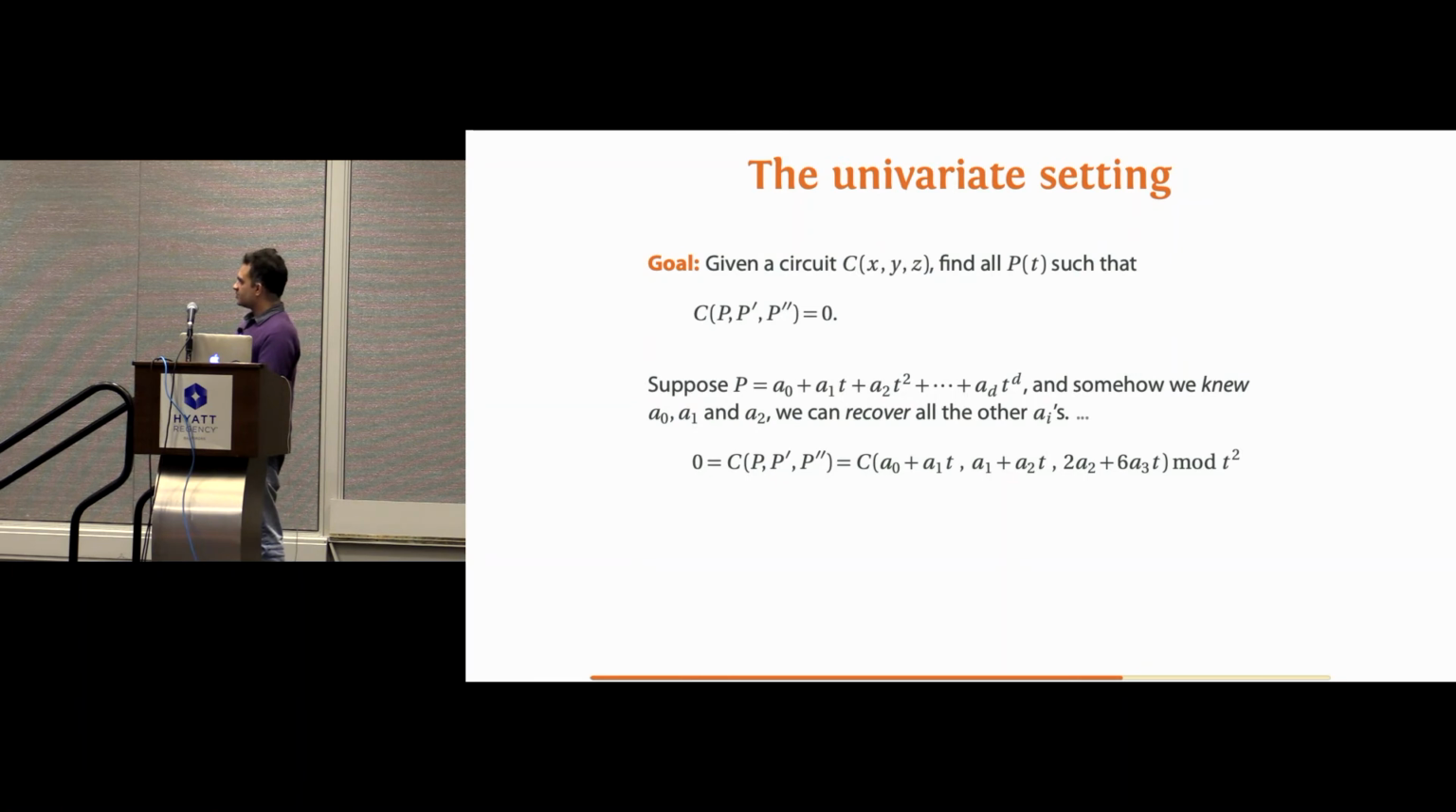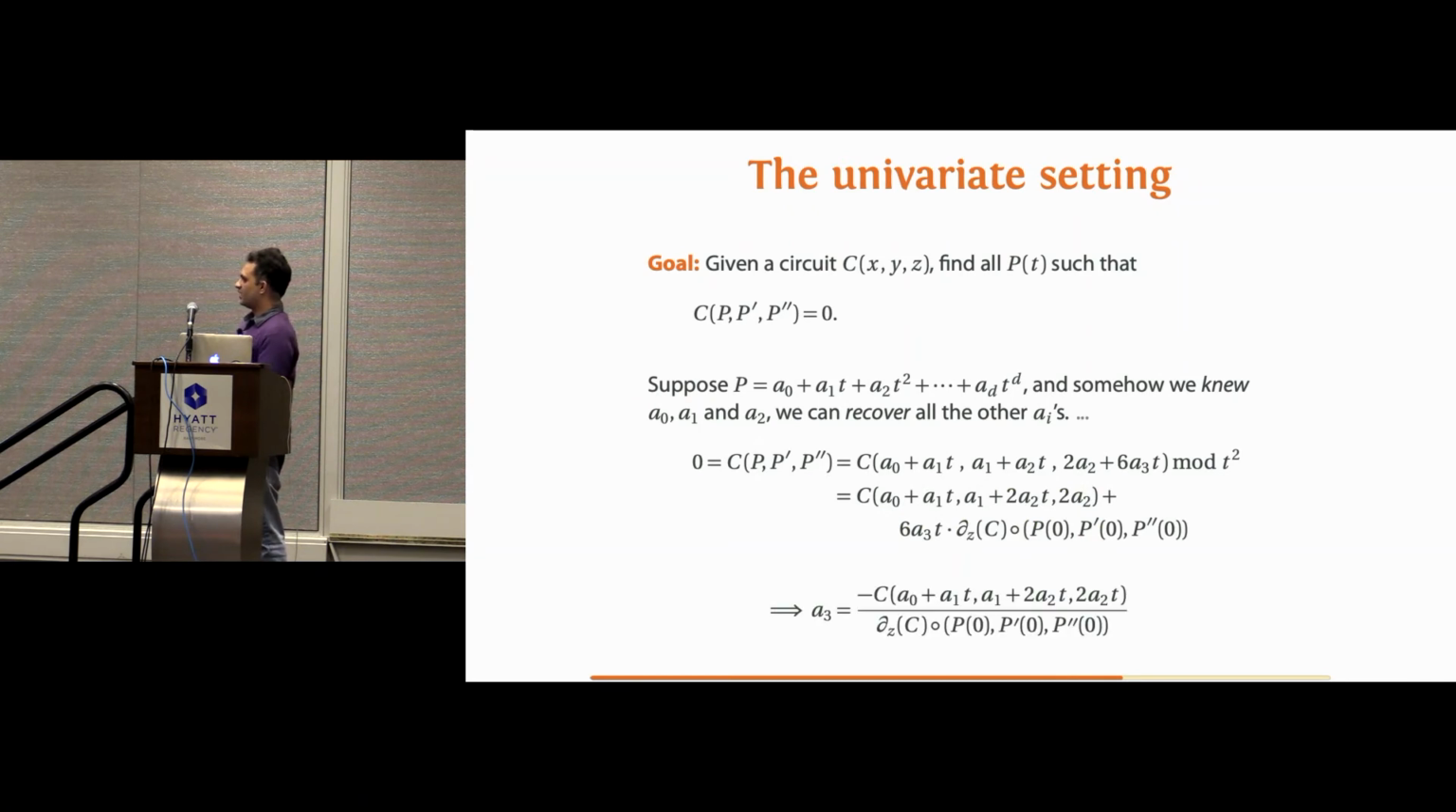The key observation here is that A3 is the only thing I don't know at this moment. This is a linear equation in A3, and so you can, in some sense, solve for it. This is what it will look like. You will require the denominator to not vanish, so it needs to be some non-degenerate stuff here. But basically, this is just the standard Newton iteration.